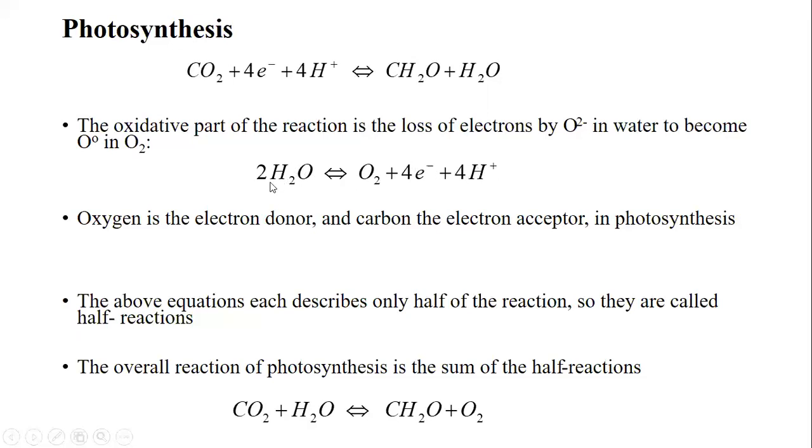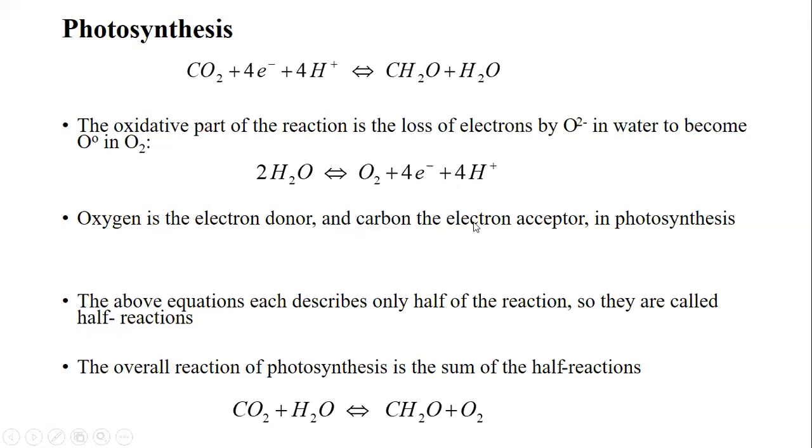And if you look at all the atoms on the left, they have to be the same number as on the right. So it's a balanced equation. 2 times 2, 4 hydrogen here, 4 hydrogen here. 2 times 1, that's 2 oxygen. We have 2 oxygens here. And the charges are the same. Positive and negative give you 0 charges. Oxygen is the electron donor and carbon the electron acceptor.